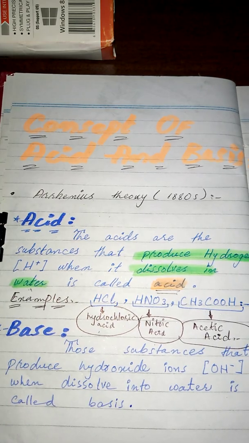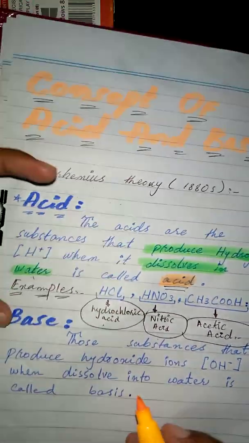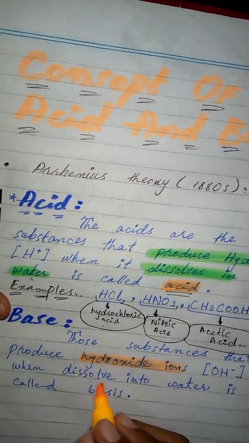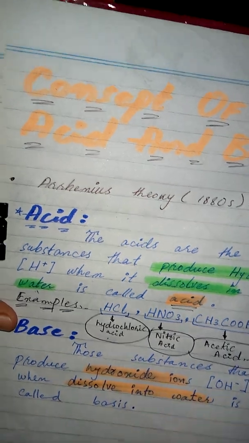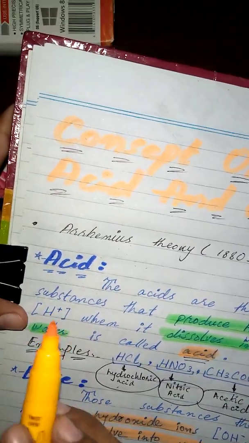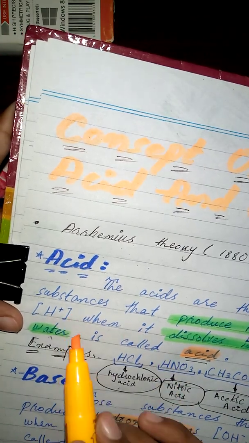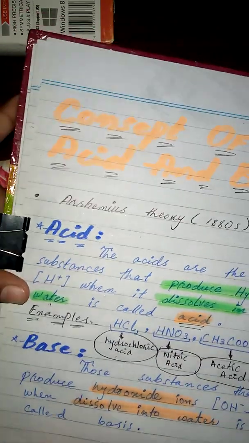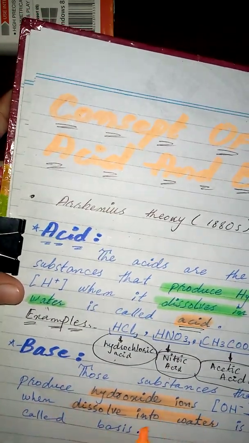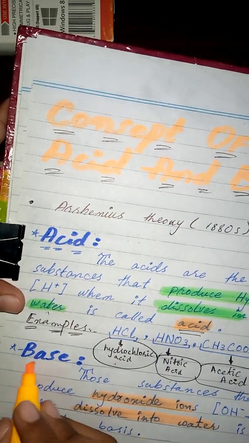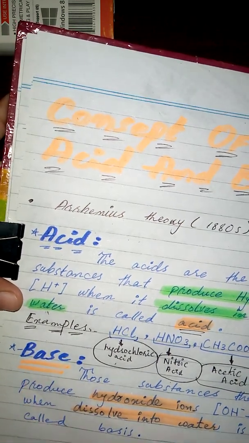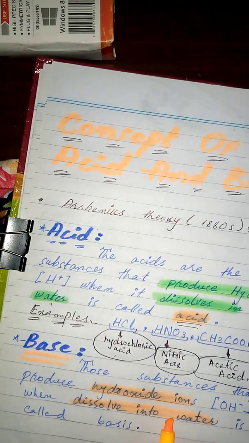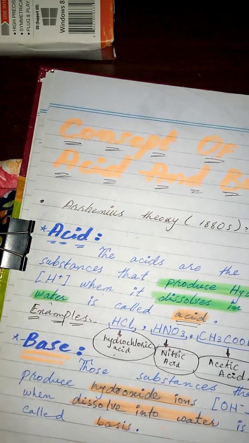Arrhenius theory gave us that the substances that produce hydroxide ions, meaning OH negative, when dissolved in water, are bases. He is saying the same thing which he said for acid, but there it produces hydrogen, and is called acid. Here, when we dissolve a base into water and it produces the hydroxide ion, it is called a base.